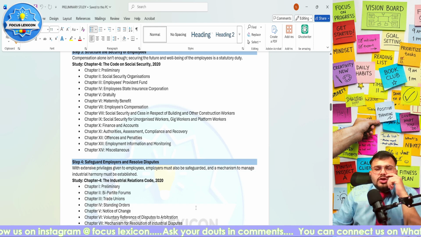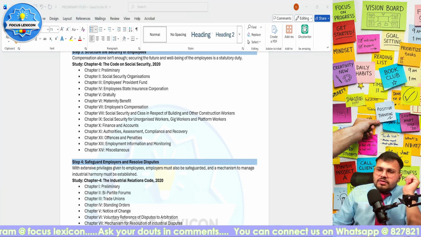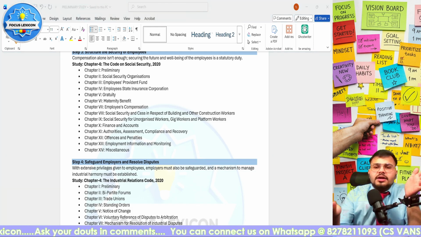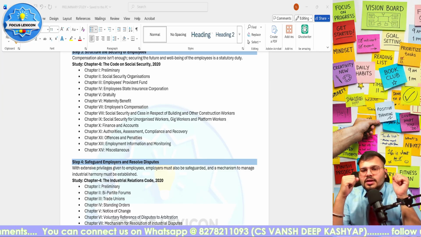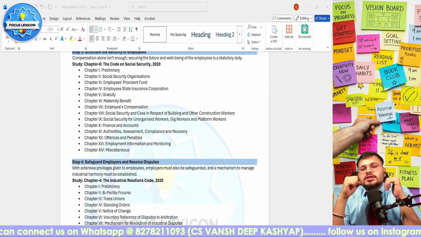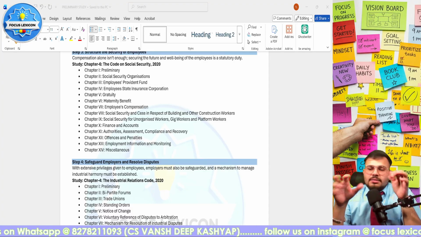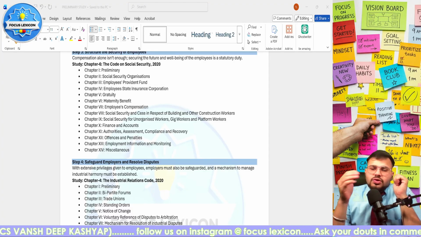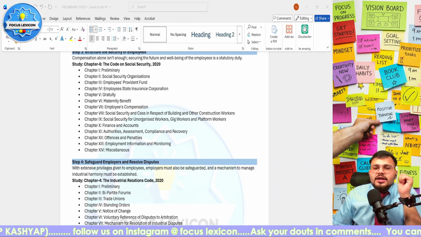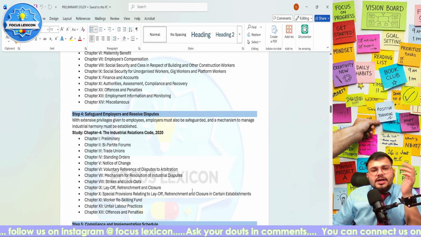Then after social security, sir, you have provided everything in favor of laborers only. Now what if they raise a dispute? They form a cartel and do a strike. What can you do? You have to protect the establishment also. You have to also provide a dispute resolution mechanism. So the next code you will draft is the industrial relations code.